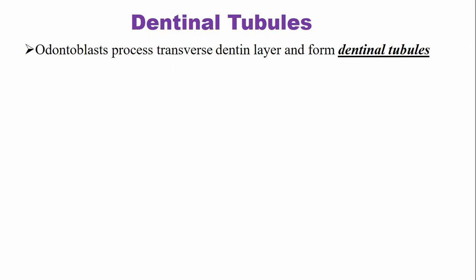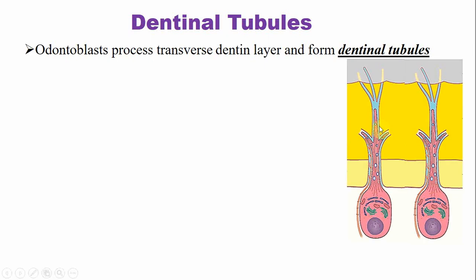So the dentinal tubules. Odontoblastic processes traverse the dentin layer and form the dentinal tubules. Dentin is deposited around these tubules. This is a diagram showing the dentin. This is the enamel, this is the dentin, and these are the odontoblasts. The odontoblast cell processes are inside a tubule, and these tubules are known as the dentinal tubules.